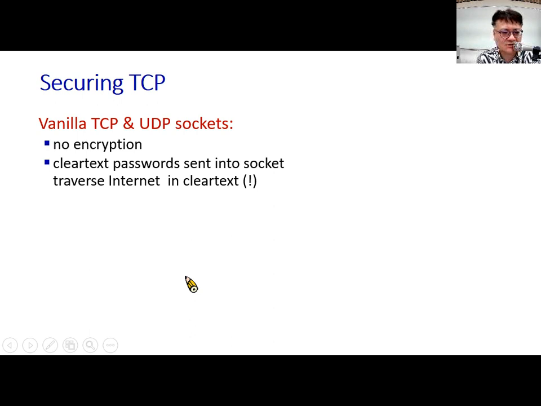So how can we secure TCP? It's a vanilla TCP and UDP socket. Based on vanilla TCP and vanilla UDP, the socket has no encryption, and a clear text password sent to the socket transfers over the internet in clear text.